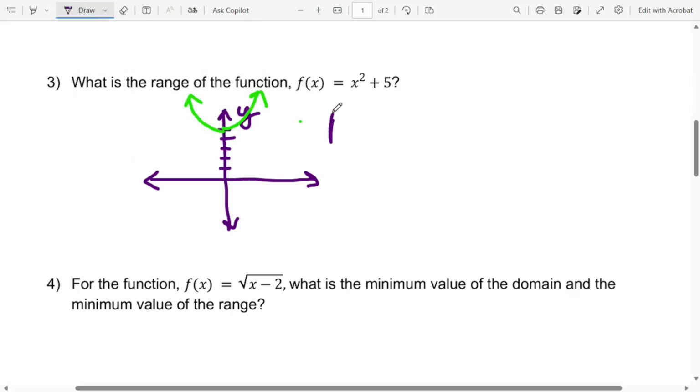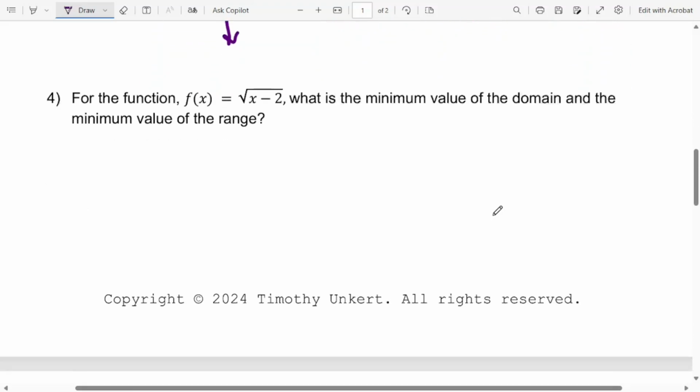So the range, quick, easy way to write that is y is greater than or equal to 5. And if you want to do interval notation, you could do a square bracket with 5. That means it includes 5 up to a really large number. Okay. All right, next one.